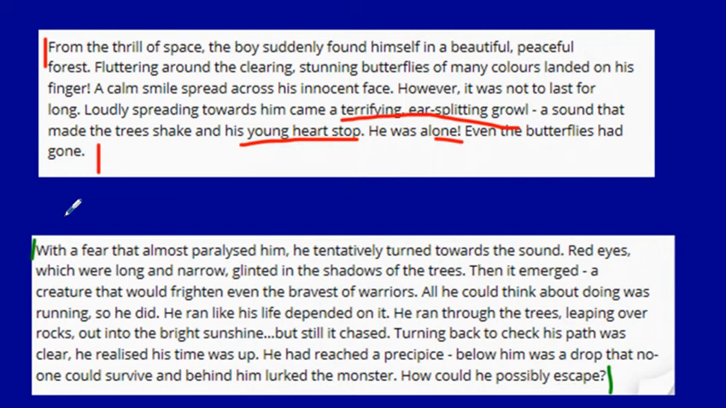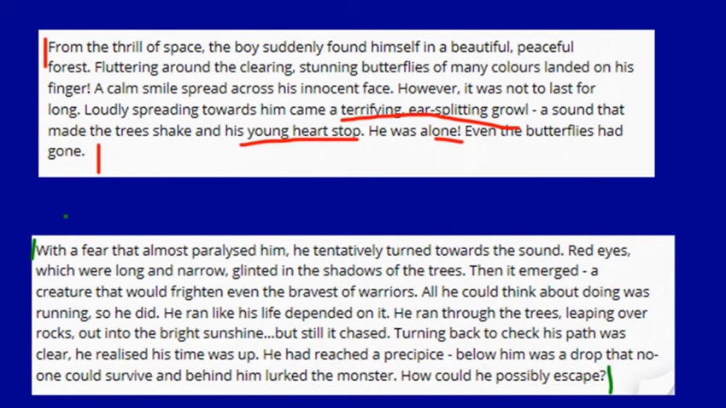He ran through the trees, leaping over rocks, out into the bright sunshine, but still it chased. Turning back to check his path was clear, he realised his time was up. He had reached a precipice. Below him was a drop that no one could survive, and behind him lurked the monster. How could he possibly escape?